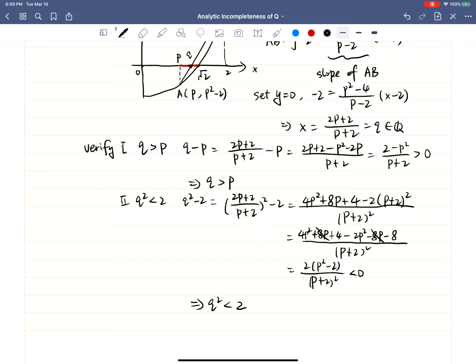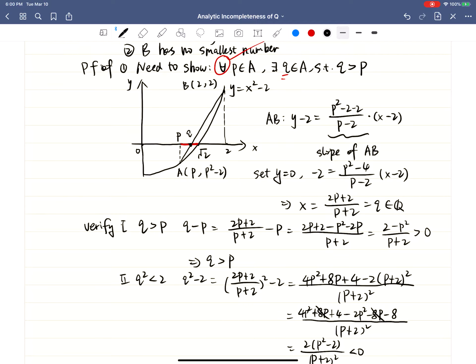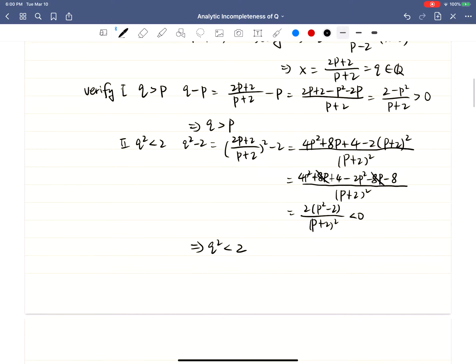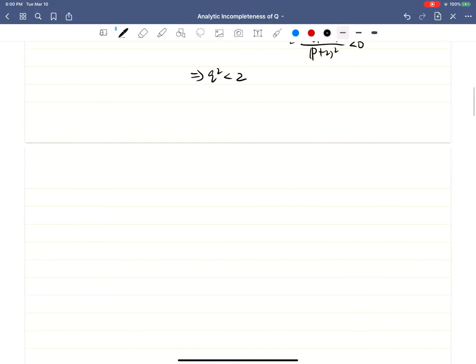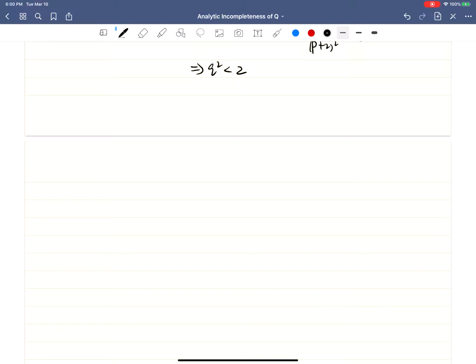Okay? So given a number p in the set A, we find a q, which is also in the set A, and it's larger than the number p. So for each number p, there's always a larger number. That means the set A has no largest number. Okay, so the second part is pretty much similar.